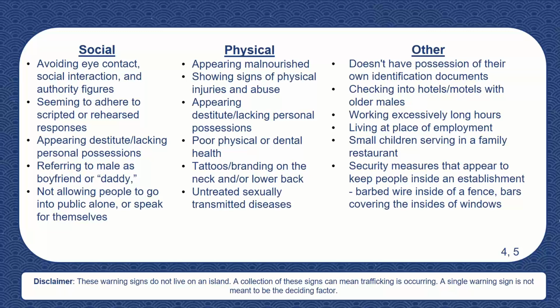Physical appearance signs include appearing malnourished, showing signs of physical injuries or abuse, again lacking possessions, poor physical or dental health, tattoos, branding, or untreated sexually transmitted diseases. In the other category, the individual doesn't have possession of their own identification documents. Again, the individual in the power position is not allowing them to have personal possessions or ID. That way the individual is totally reliant on them. Another sign is checking into hotels or motels with older males.